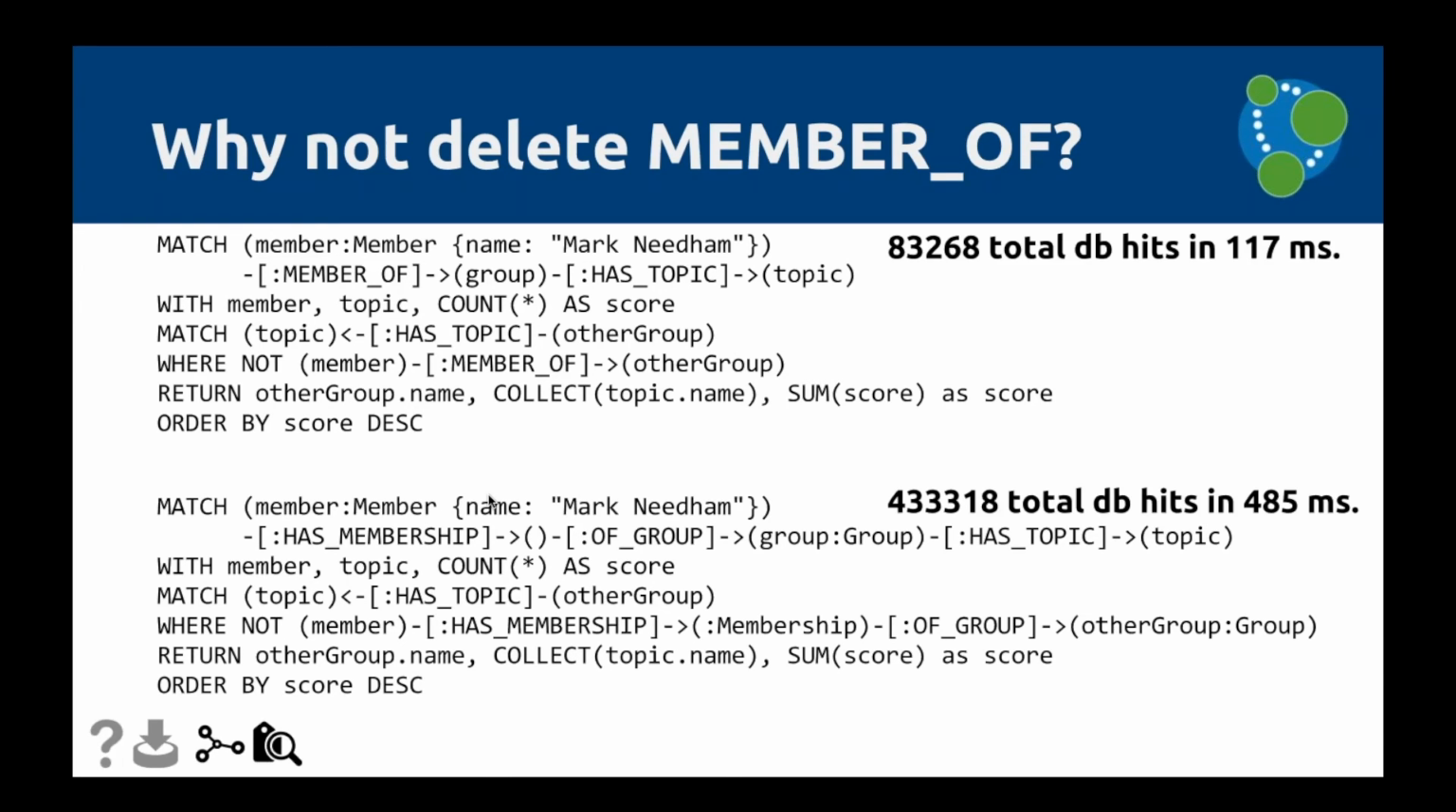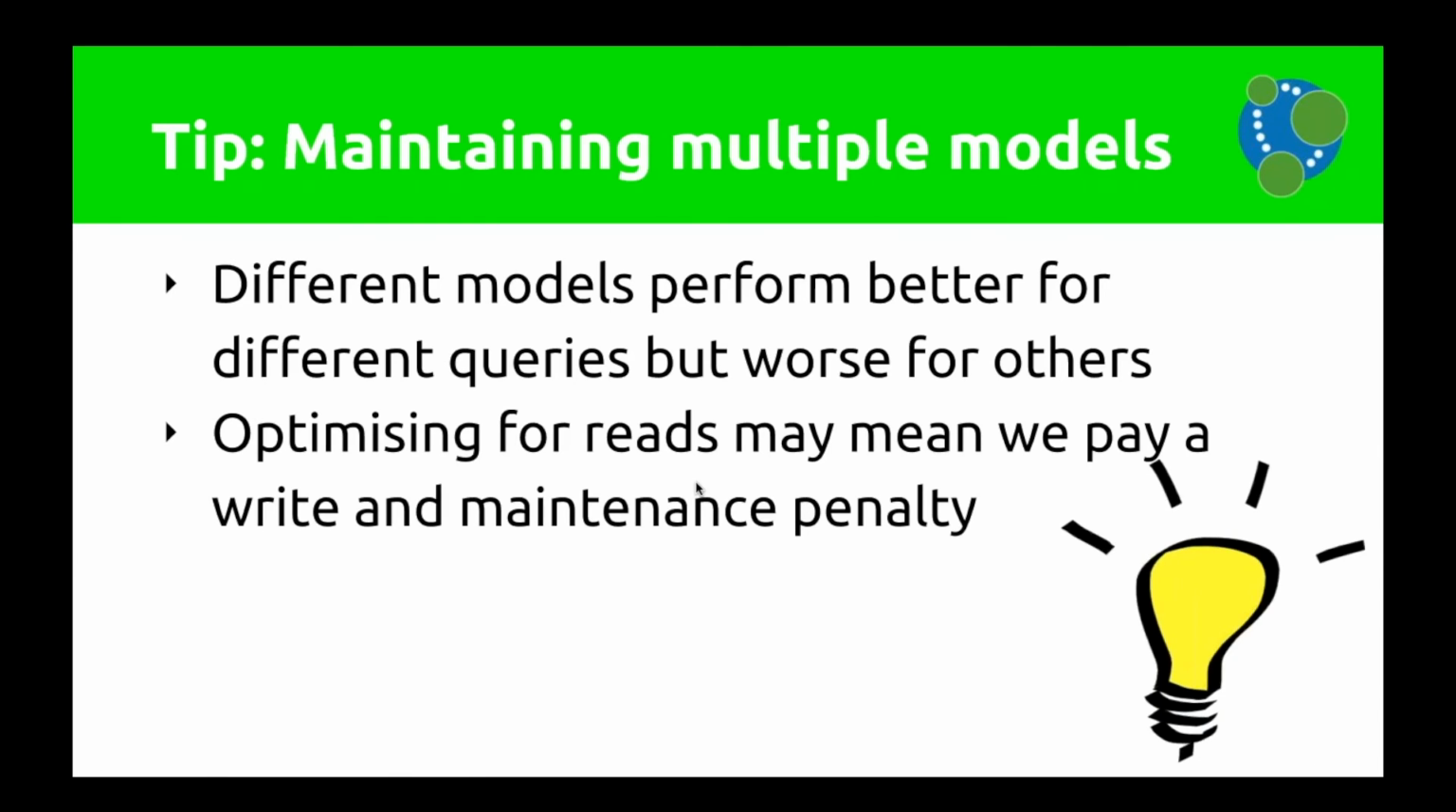And if we compare them side by side, the DB hits are now inverted. So the second one actually is now almost 5 times as expensive as the first one, because here we're just doing some counting. All we care about is the membership. We're not asking what memberships do you have. We don't actually care about the relationships between the memberships. And so now we have to go and traverse more ground to get the same result. And so we have to make a decision. Different models work better for different queries, and they might be worse for others. What works really well for reads might mean that we've got a write and maintenance penalty. And so we have to decide which one of these makes more sense for the application that we're building.